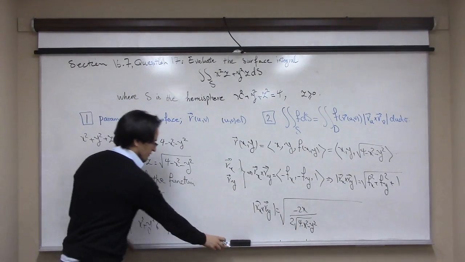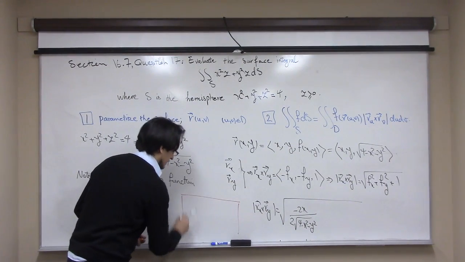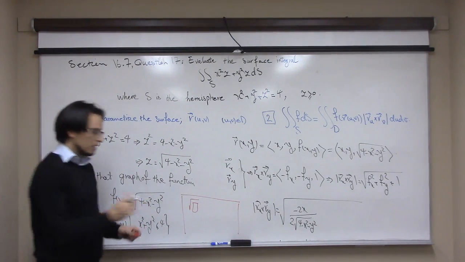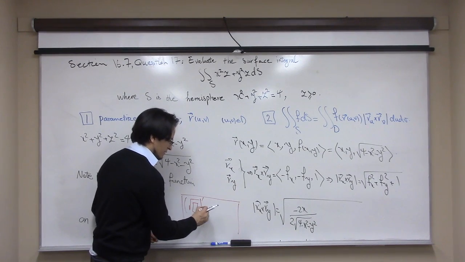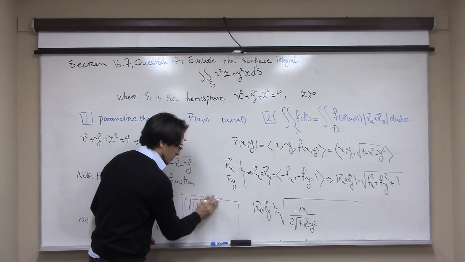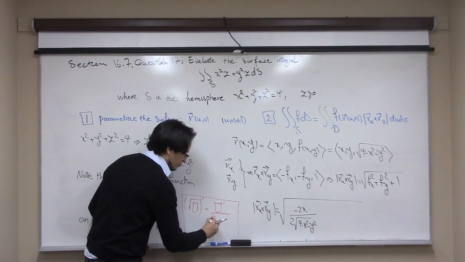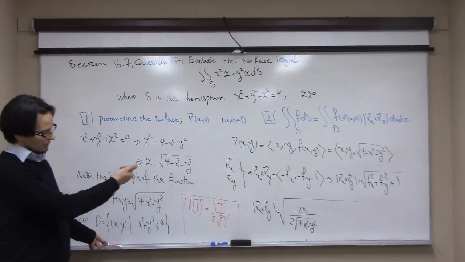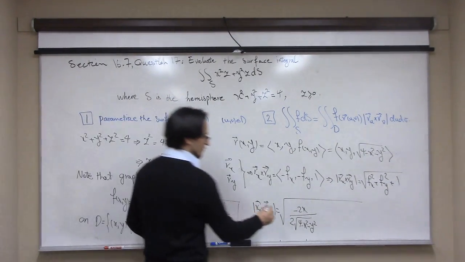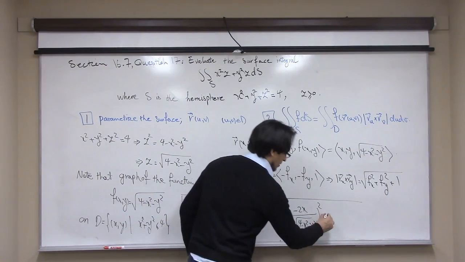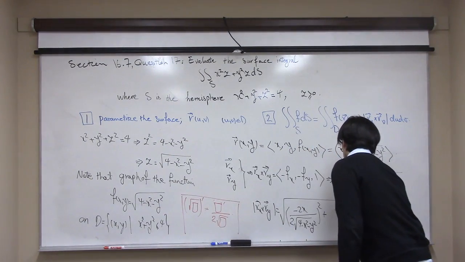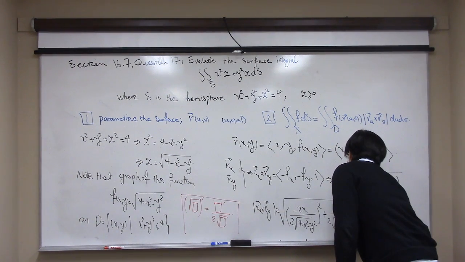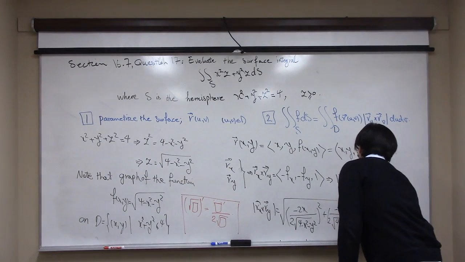Note that I'm using this differentiation fact: if you have the square root of a box and you want to find its derivative, it is going to be box prime over 2 root box. That's the differentiation rule. So that's f_x, square that, plus f_y, which is minus 2y over 2 root of 4 minus x squared minus y squared, then square it, plus 1.